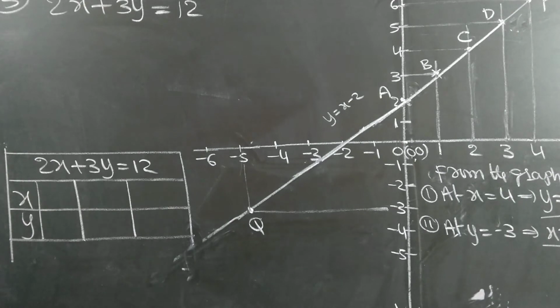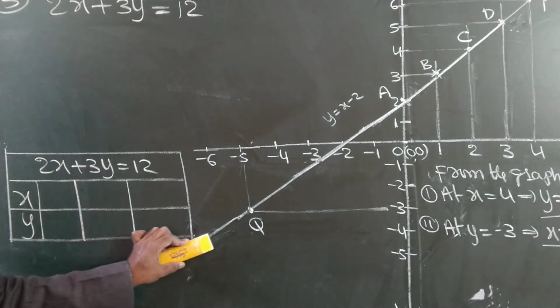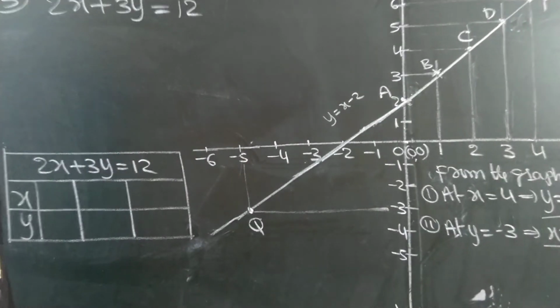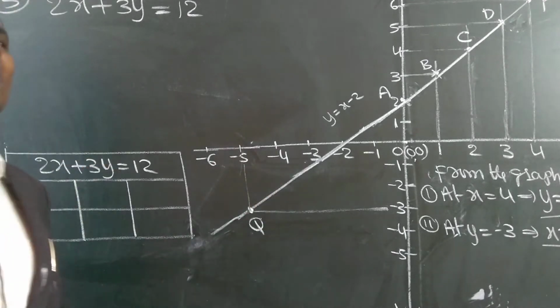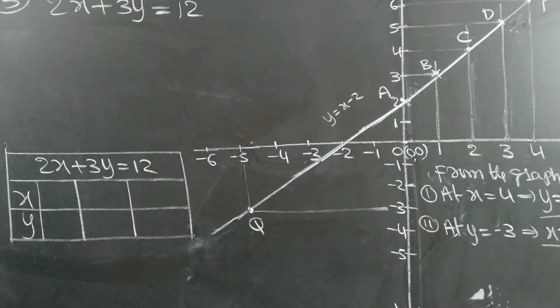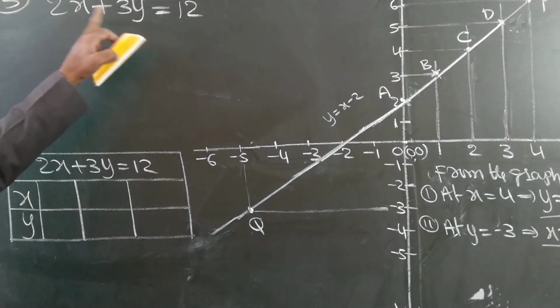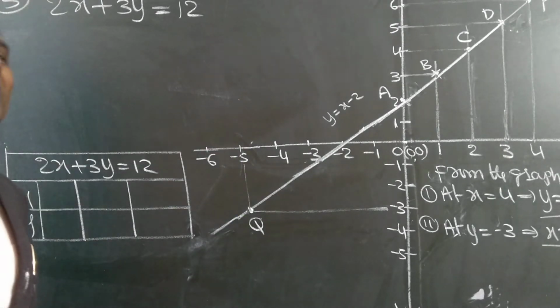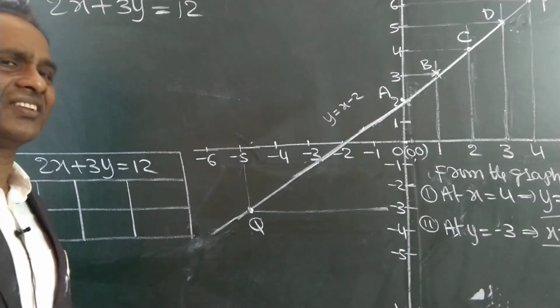I am taking 3 values, enough. As I said many times, no need of taking 4. 3 values enough, even 2 values also enough. Take some x values, find the y, but see that you won't get a fraction. Try to avoid the fractions.